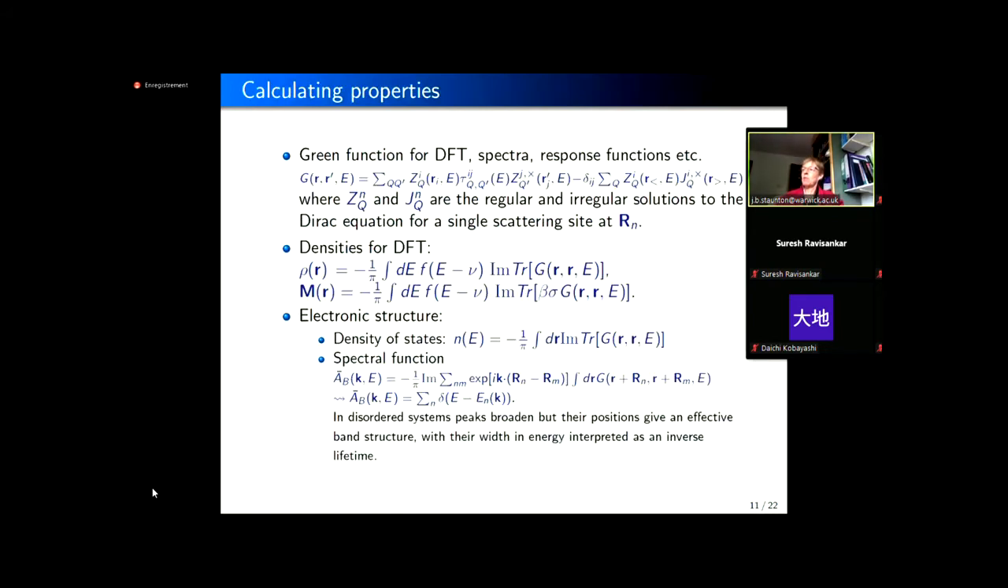Okay, so calculating properties. Again, this is the same structure as the theory has in the non-relativistic limit. So you base it all on a Green's function, and you can write the Green's function down in terms of the pieces that one's generating from the scattering theory setup. So we've got the scattering path operators, whichever representation you're using, and then we've got these four-component spinors that are coming from the solving of the single-site problem in the appropriate representation.